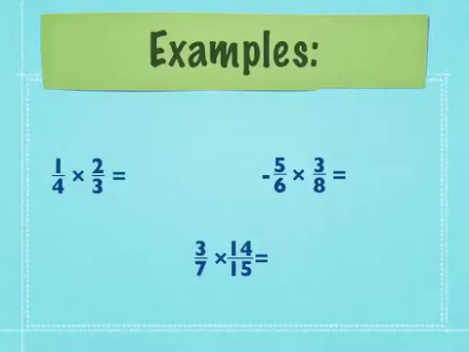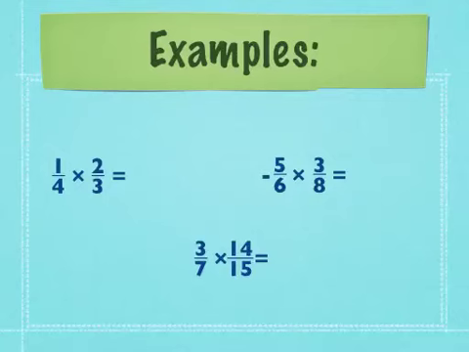If you look at this first example, we have 1/4 times 2/3. If you look at the numerator 1 and the denominator 3, notice they're coming from the different fractions. If you look at 1 and 3, no number besides 1 can go into both 1 and 3, so we cannot simplify or cross-cancel at all.